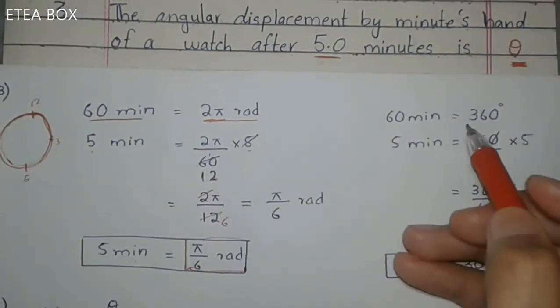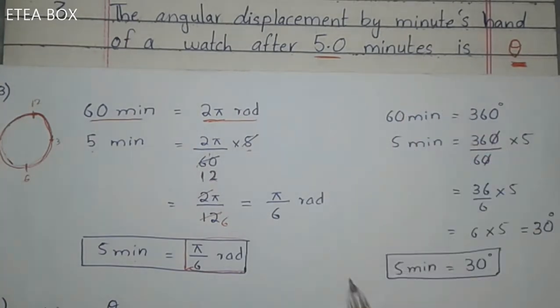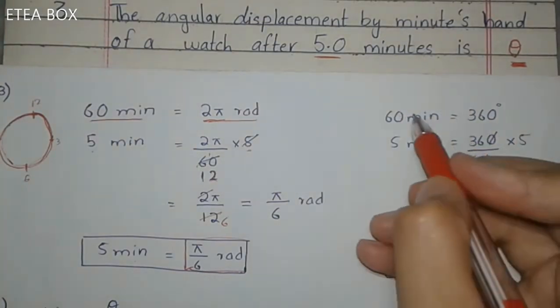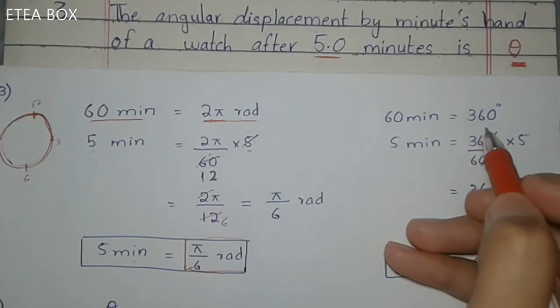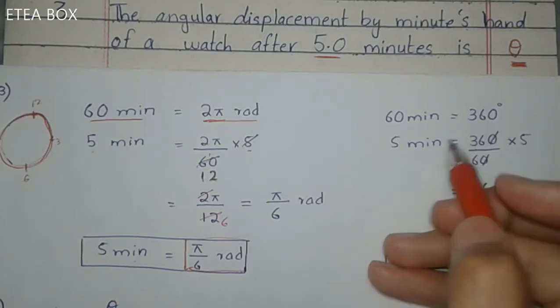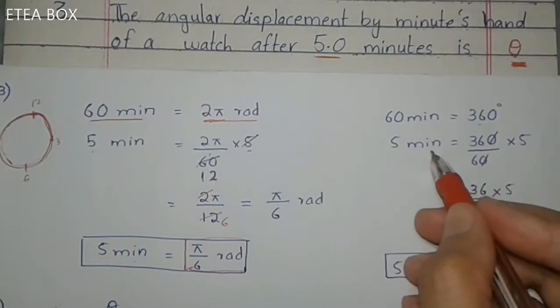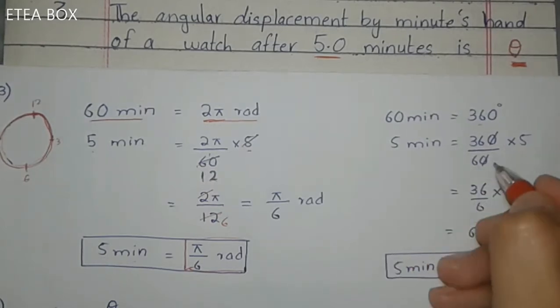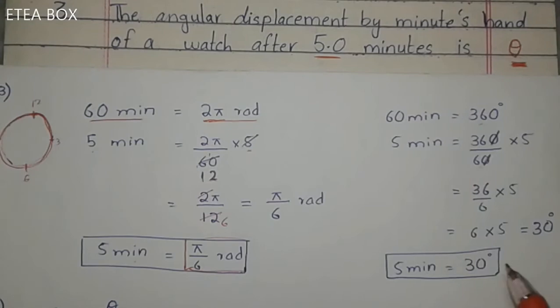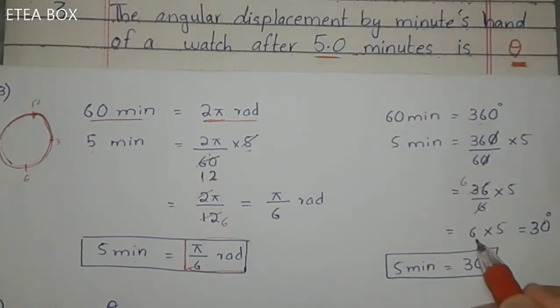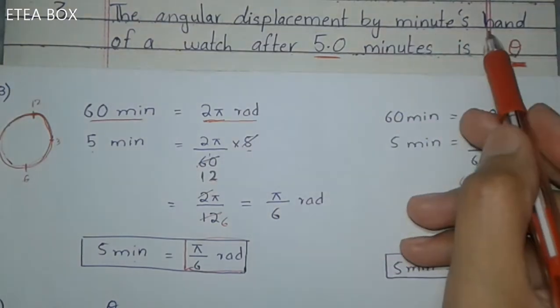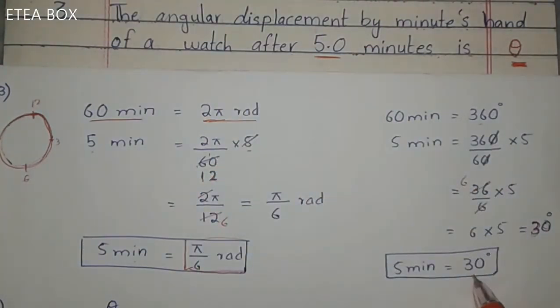Okay, if the options are given in degree, then you will have to do this one. After 60 minutes, the minute hand covers 360 degree, and after 5 minutes, take this 360 degree, divide it by 60 and multiply it with 5. Cross this one, 0 will cancel, so 6 ones are 6 and 6 6s are 36, then 6 5s are 30 degree. So after 5 minutes the minute hand will cover a 30 degree angle.